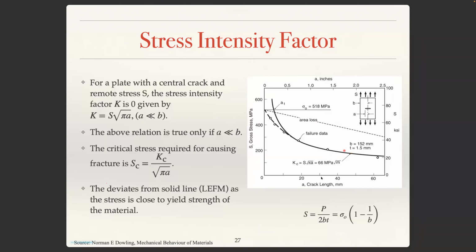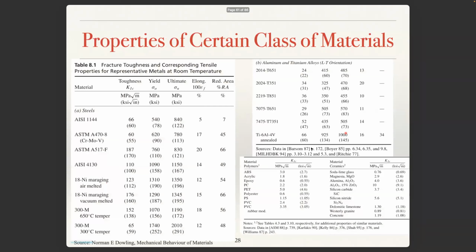Here we are talking about what kind of material. Did they mention the material type? They did not, but 518 MPa is for some material. It may not be here, but it is some steel in this region.